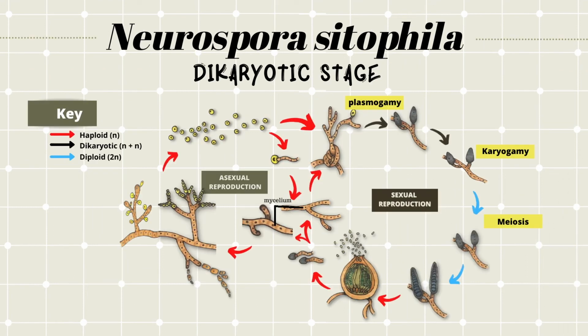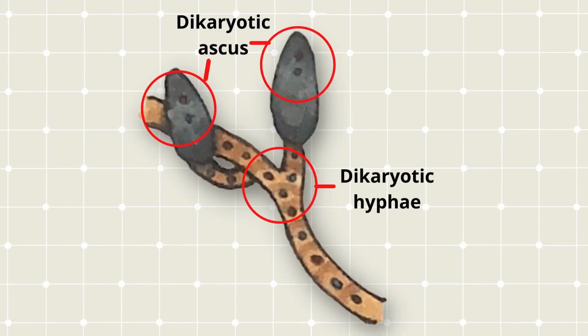When does the dikaryotic stage occur? It usually occurs in the sexual reproduction of higher fungi. In Neurospora sitophila, we can see that there is formation of two types of nuclei in an unfused state in the same cells, which are dikaryotic ascus and dikaryotic hyphae.